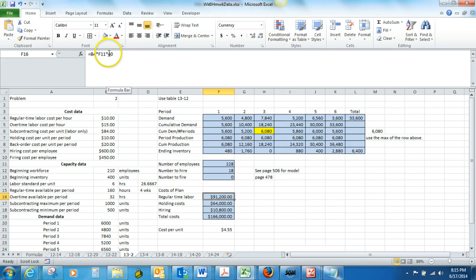If we come back to this, this needs to be the 160 hours, not the 40 hours. So add that back in there, and that changes this figure. So this should be 160 hours is the regular time per period, times the 10 hours is the regular time labor costs, times the 228 employees. And that should give you the correct labor time figure.